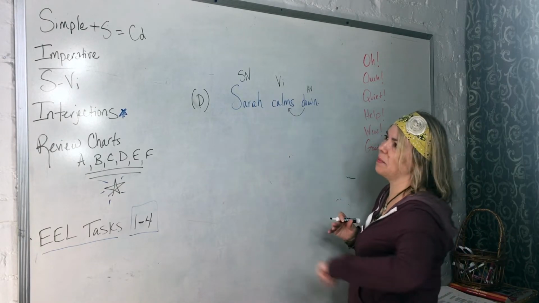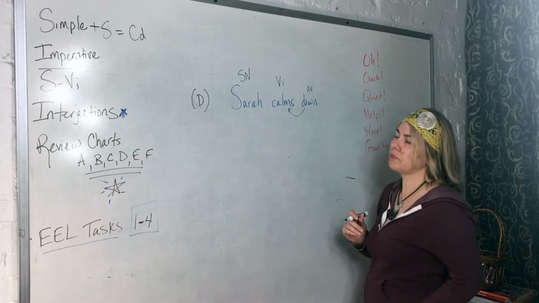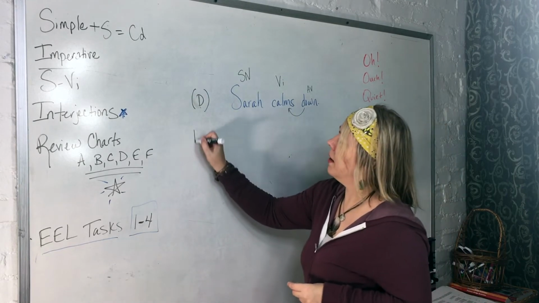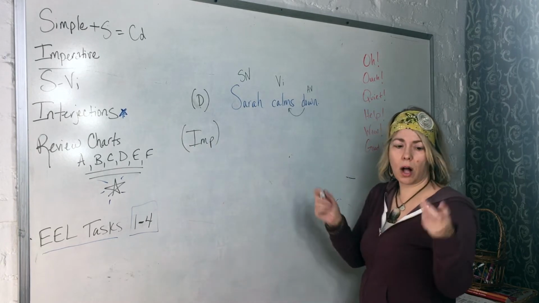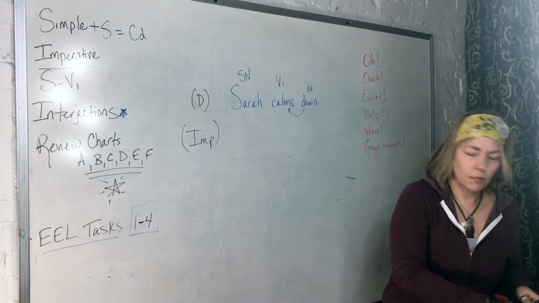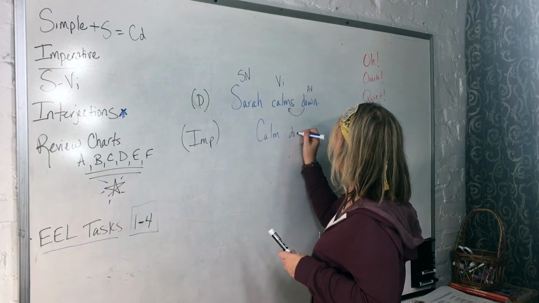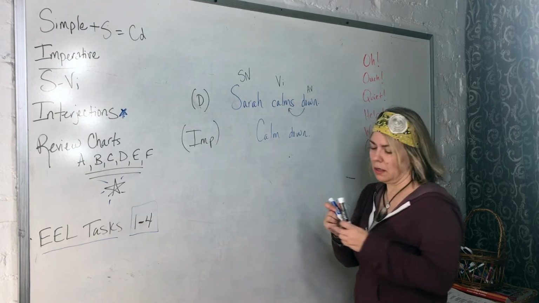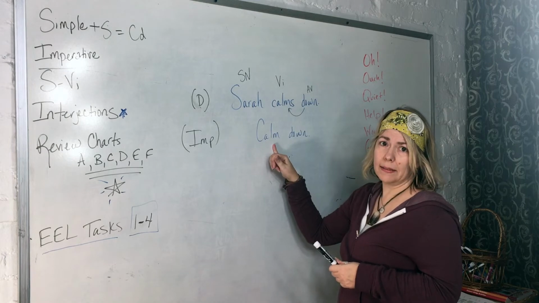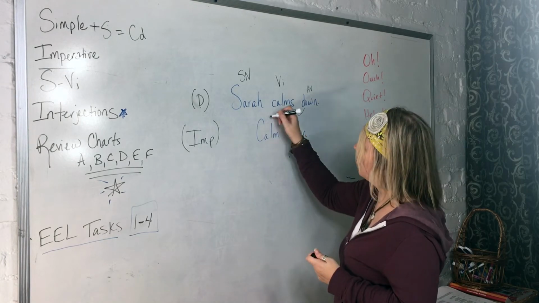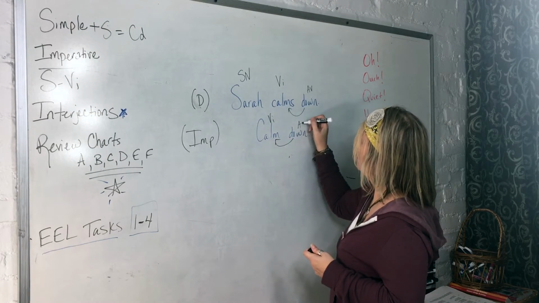Let's change this up and let's use imperative. How would you say Sarah calms down and make it a command? All right, we're going to make it imperative. We're just going to say, calm down. Calm what? It's still just calming. And then how? Down. Adverb.